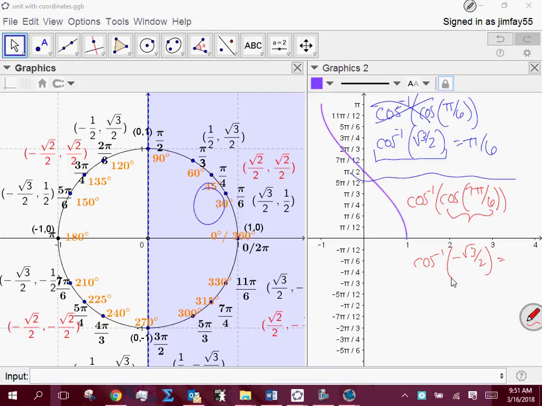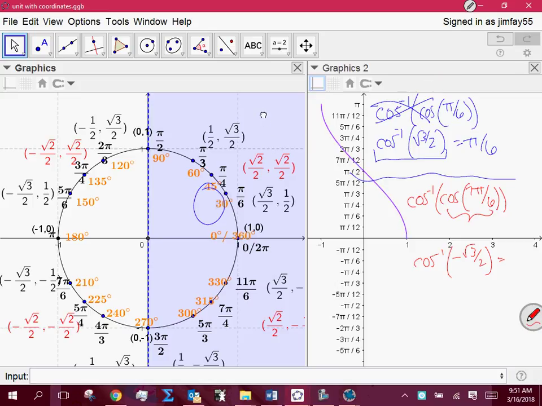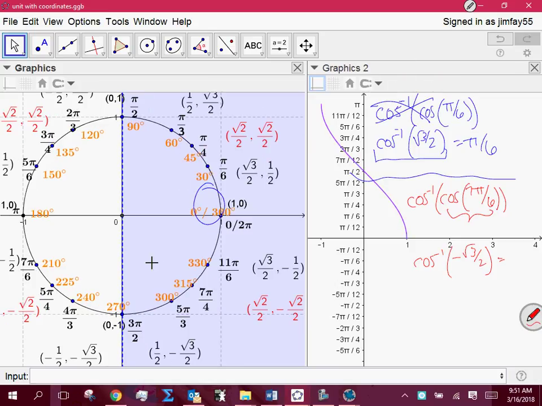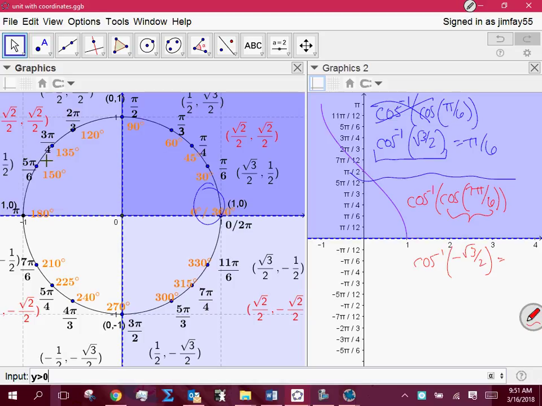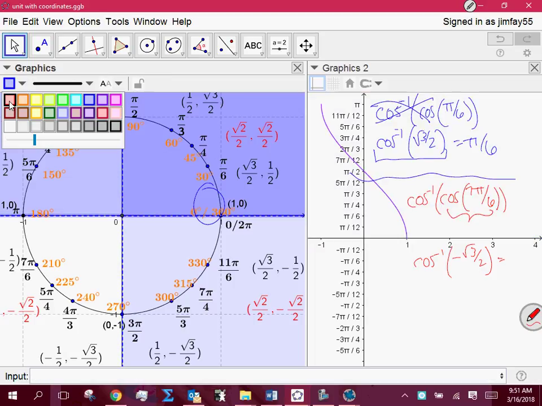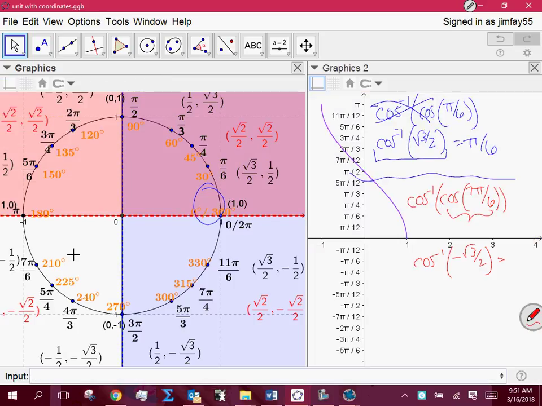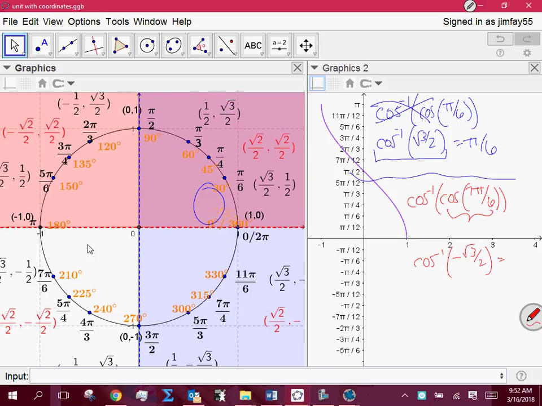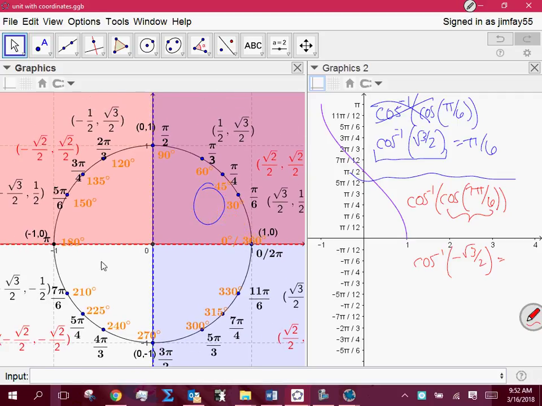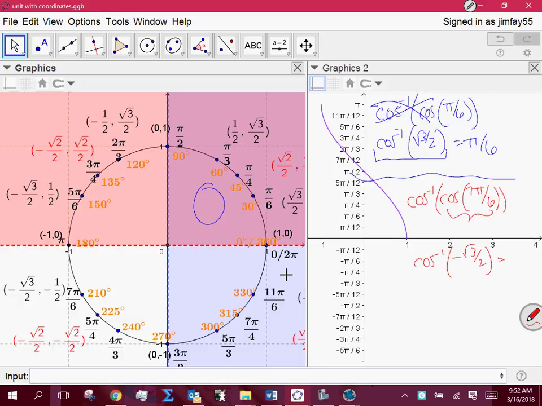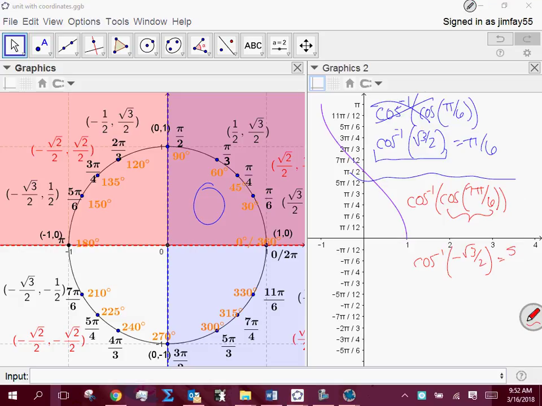Now think about where cosine inverse, cosine's only going to give me values back between 0 and pi, right? So right now we're looking at just that red region, correct? Does that make sense to everybody? So in that red region, what is the angle where the x value is negative radical 3 over 2? 5 pi over 6. So did these two things just cancel? No. Okay. And that's something you got to think about.